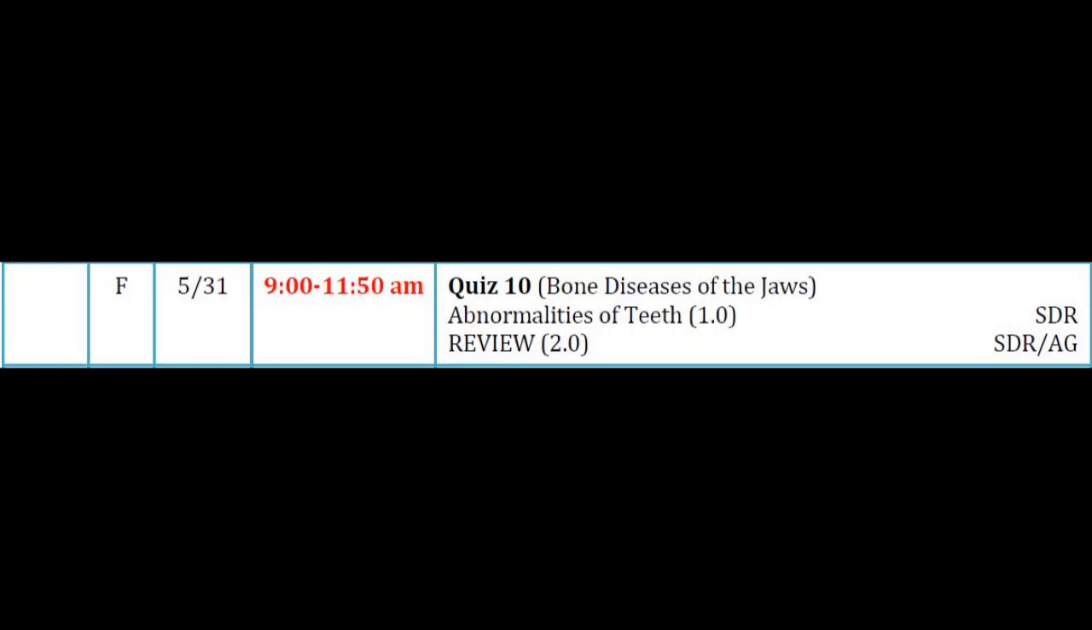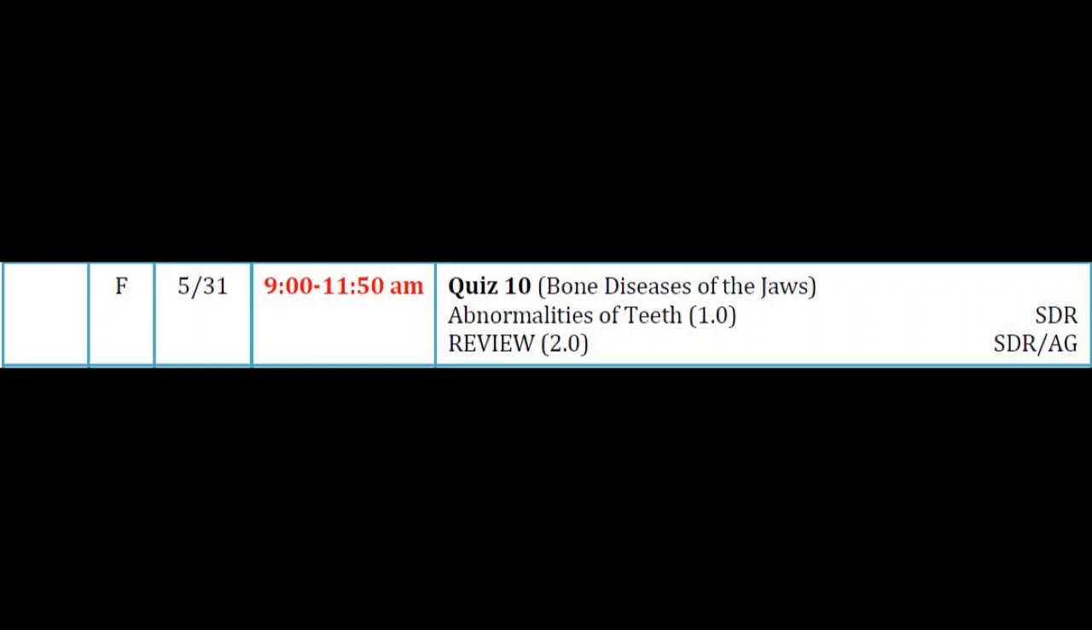This one, lots of history. The affected brother, the chubby cheeks. We see the bilateral, multilocular lucency, posterior mandible. It has to be cherubism. That was the easy one.